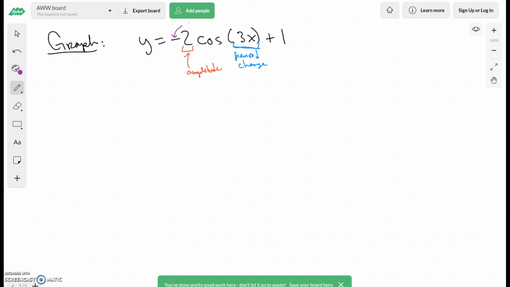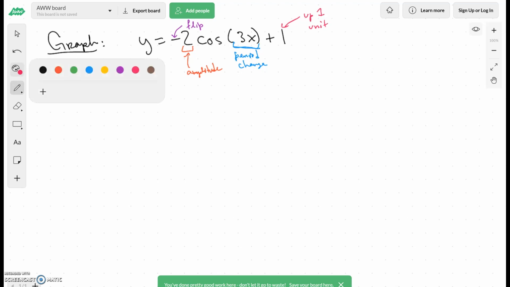This negative sign means that my graph is going to flip. That's something that I also see. And then finally, I see that you have a +1. This +1 is telling me that I am going to shift it up 1 unit. So there's a lot of things that are going on.